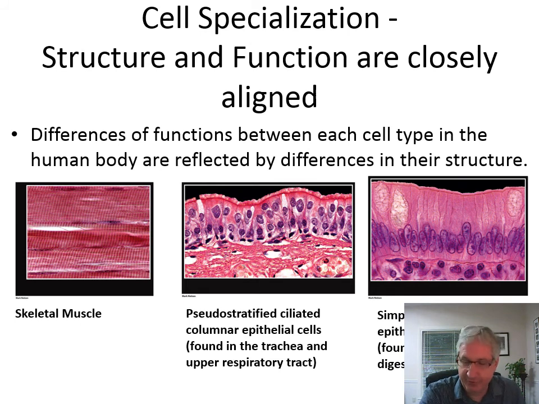So we talked about structure and function in anatomy. Structure and function are very closely aligned all the way through anatomy, from the cellular level all the way up. So you have differences in the functions between each cell type. They're reflected by the differences in structure. So here's an example. Skeletal muscle is over here. Okay, and you can see these stripes in here. You can see stripes. Okay, those are called striations.